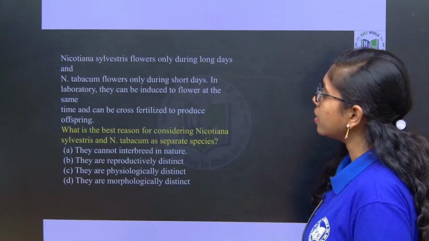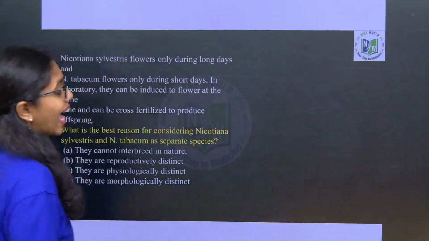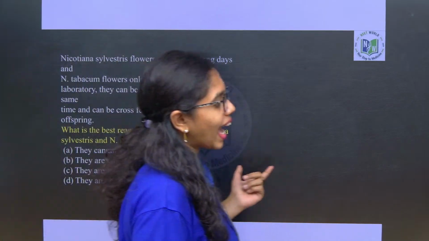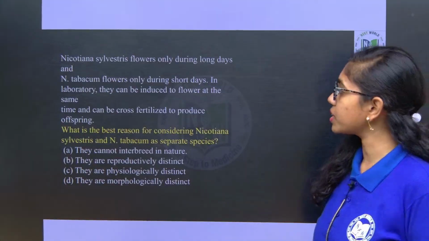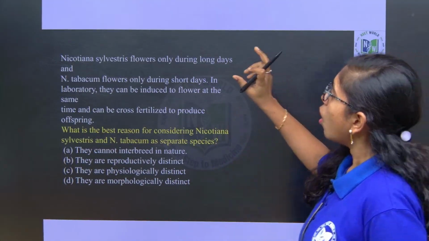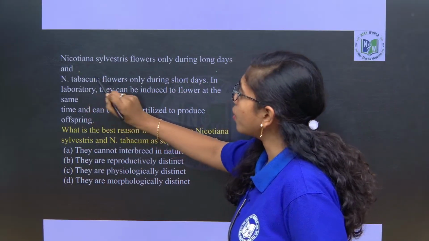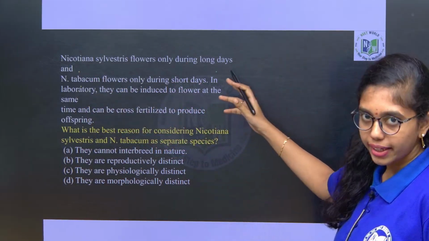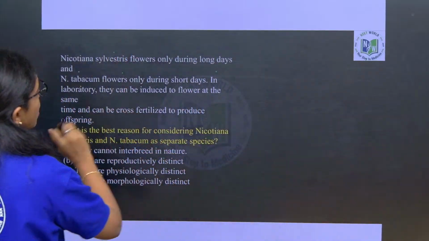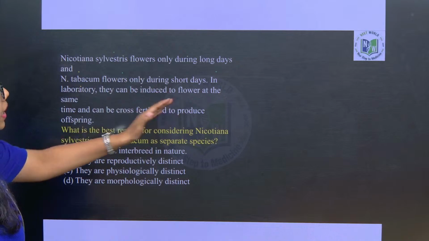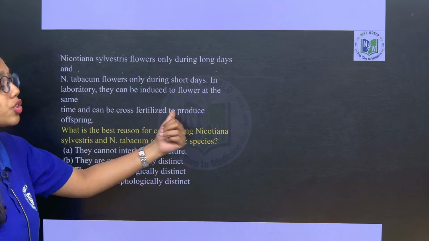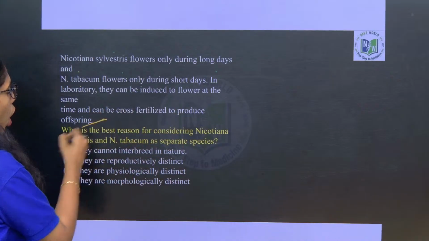Next question. Look into this question, which is application based. This is very interesting. If any one of you can answer it in the chat box, I will explain. So, Nicotiana sylvestris flowers only during long days and Nicotiana tabacum is a short day plant. So, here there are two species, one is a long day plant and the other is a short day plant. They can be induced to flower at the same time and can be cross fertilized to produce offspring.